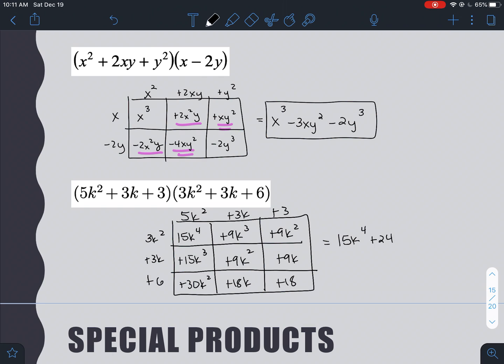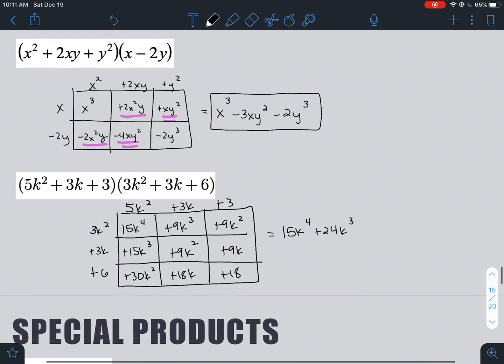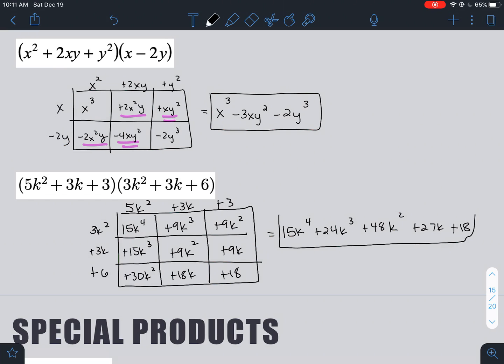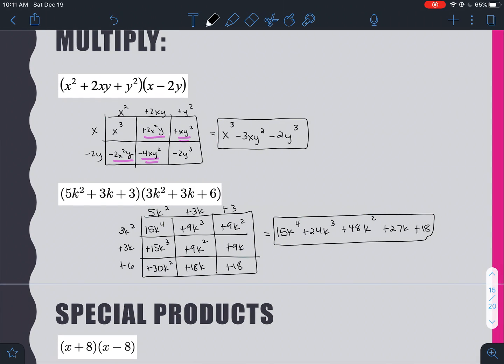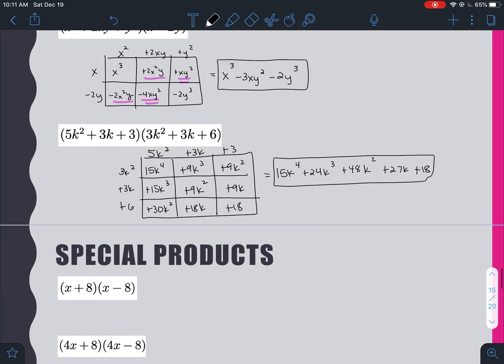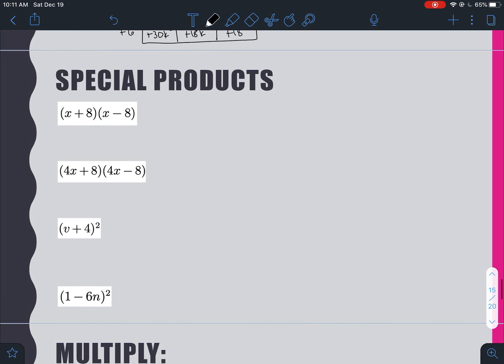And if I combine like terms, I get 15k to the fourth plus 24k to the third plus 48k squared plus 27k plus 18. So if all of my math was correct, that should be the answer. And that's how you can multiply polynomials by polynomials.